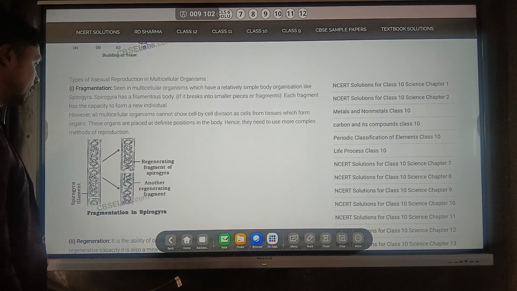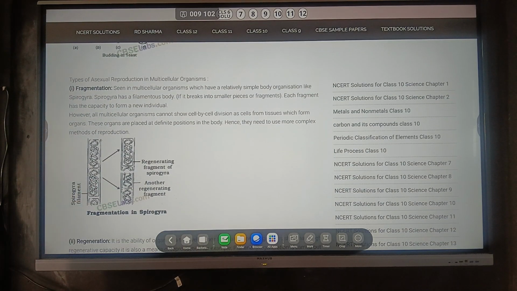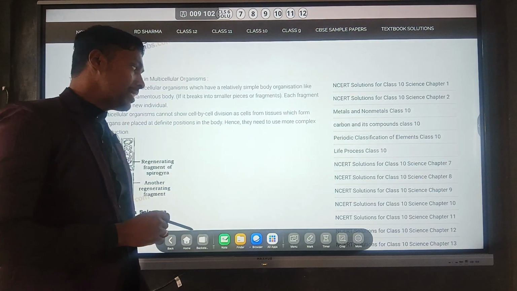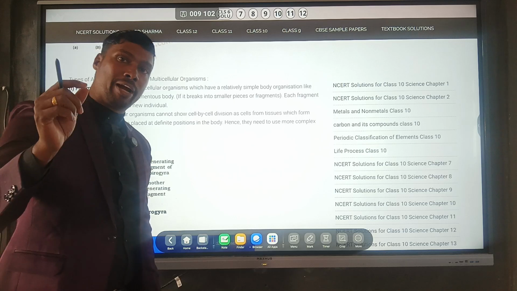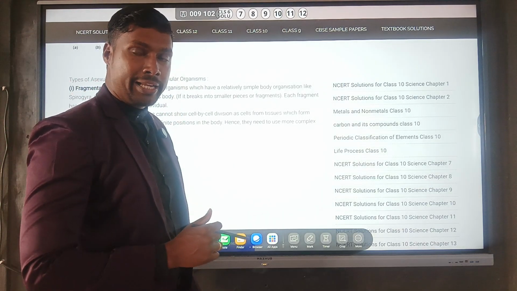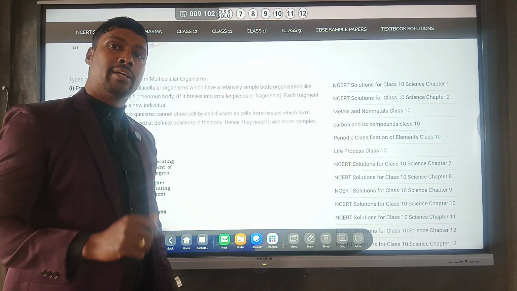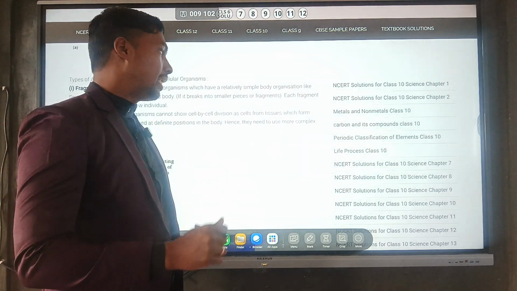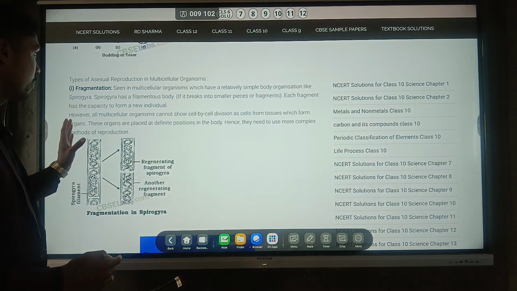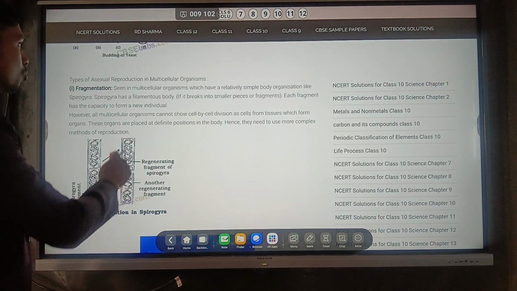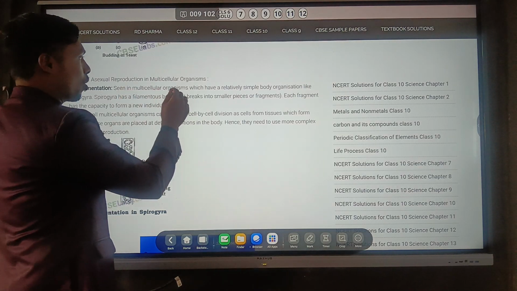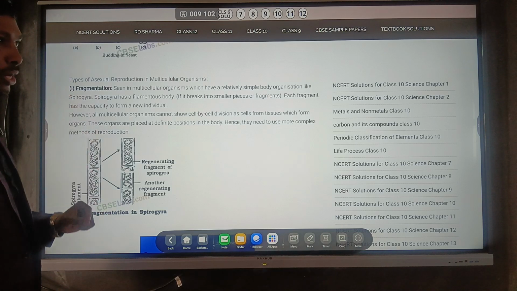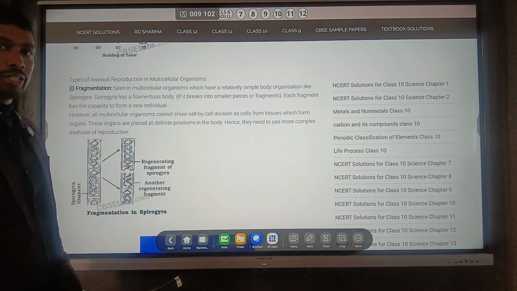Next we are going to learn about fragmentation. The best example of fragmentation is the alga Spirogyra. Spirogyra is basically found in rivers, ponds and lakes, and some rare ones are present at sea level too. So Spirogyra is the best example of fragmentation. It is seen in multicellular organisms with a relatively simple body, like Spirogyra. It is a multicellular organism, not a unicellular one.